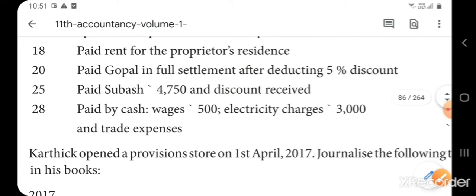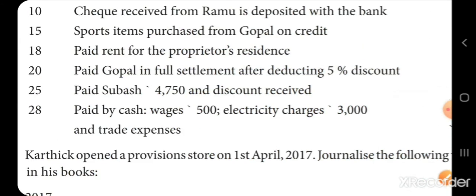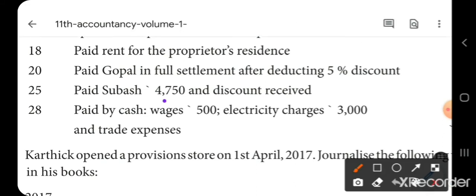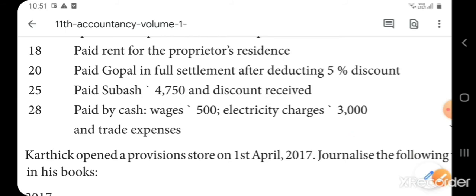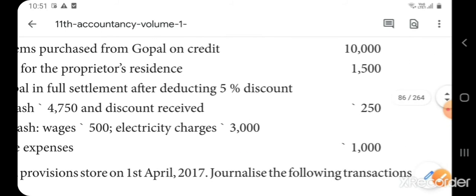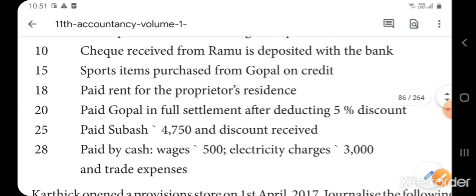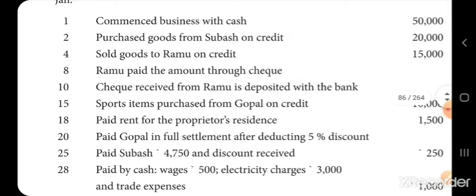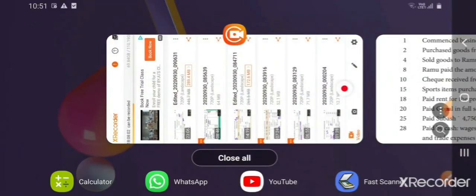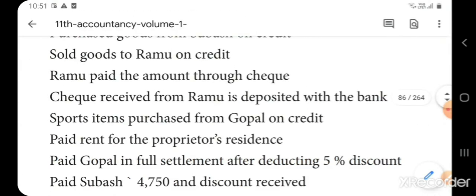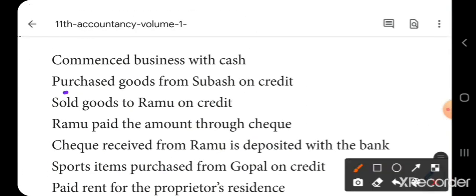Now 25th transaction, 25th date. Paid Subhash 4,750 and discount received 250. Discount received is given here 250. Okay. Now see you should know who is Subhash now. Look at the previous transaction. Previous transaction, you have purchased goods from Subhash. Okay. Subhash is your supplier. Now you are making the payment to Subhash.